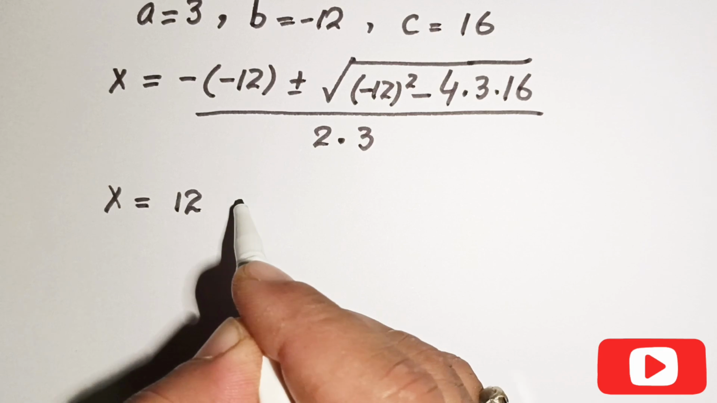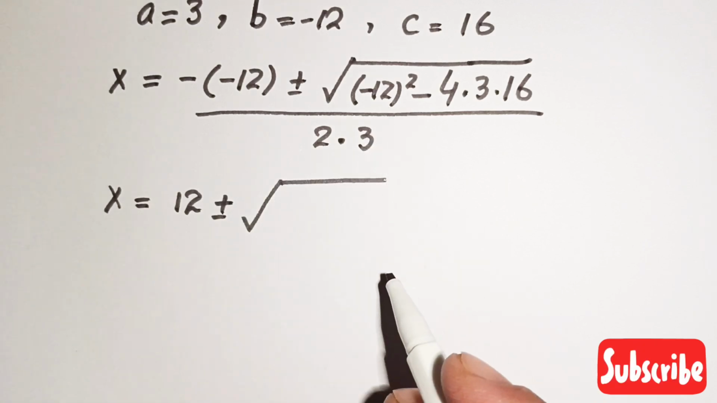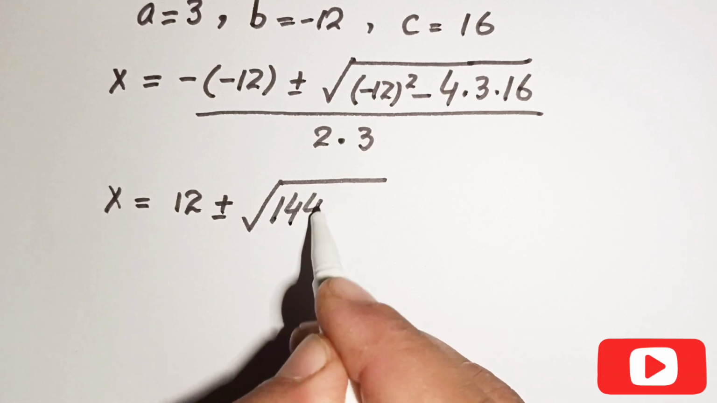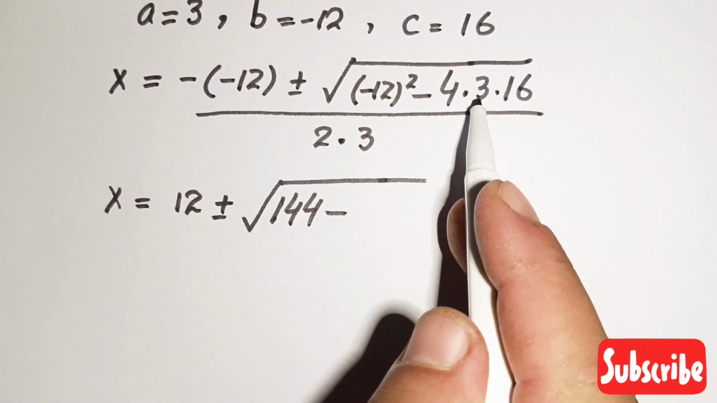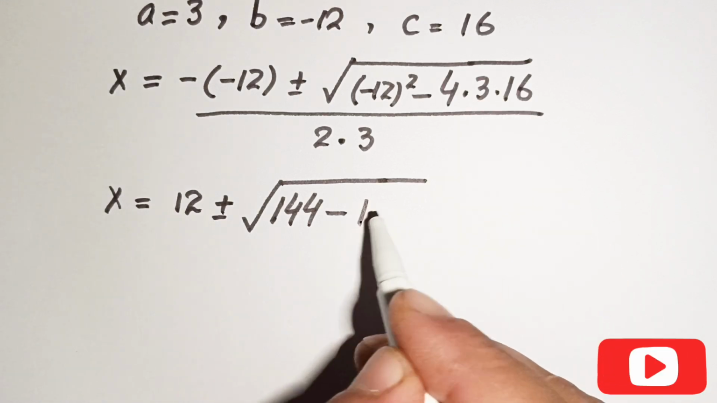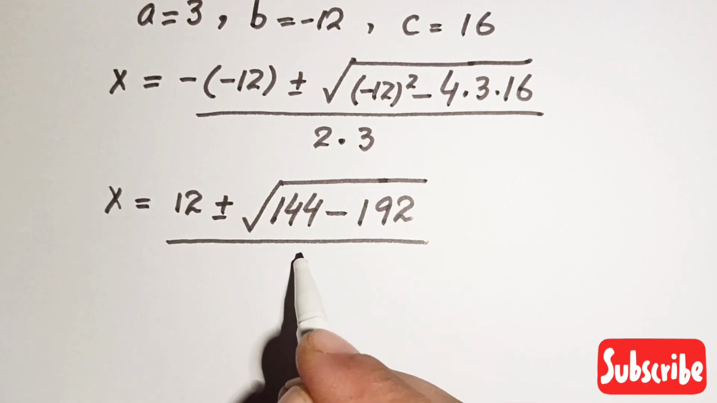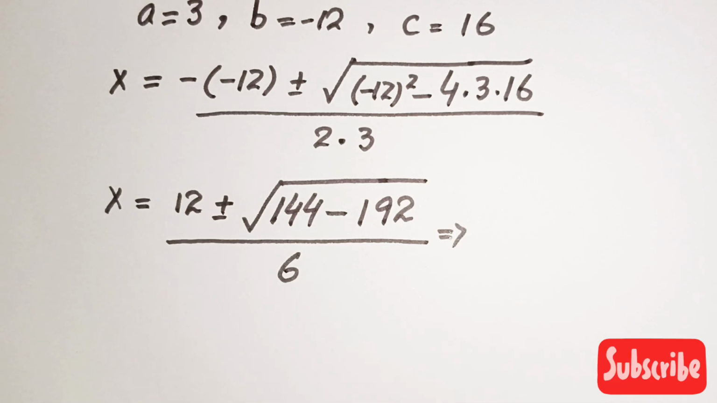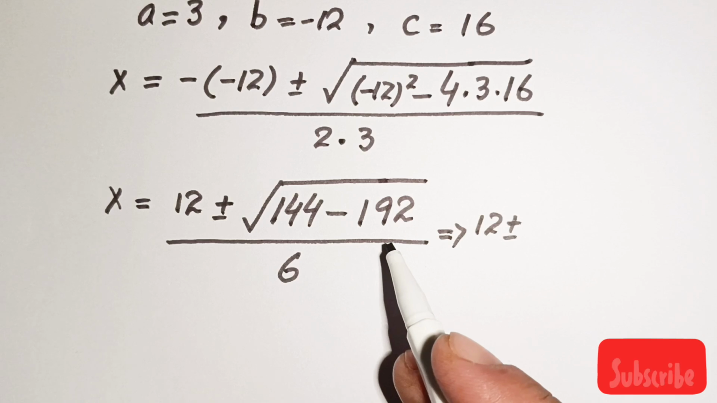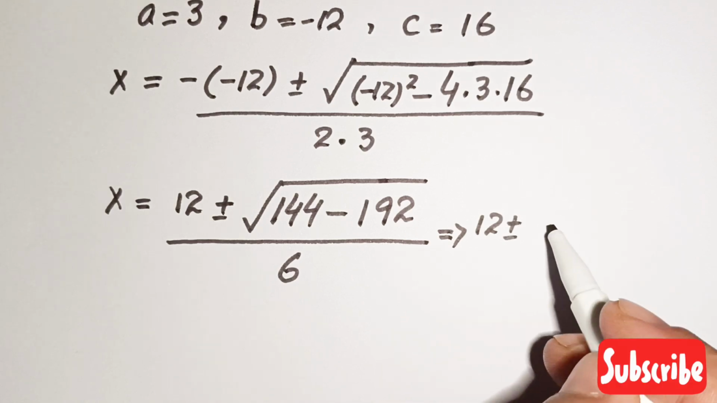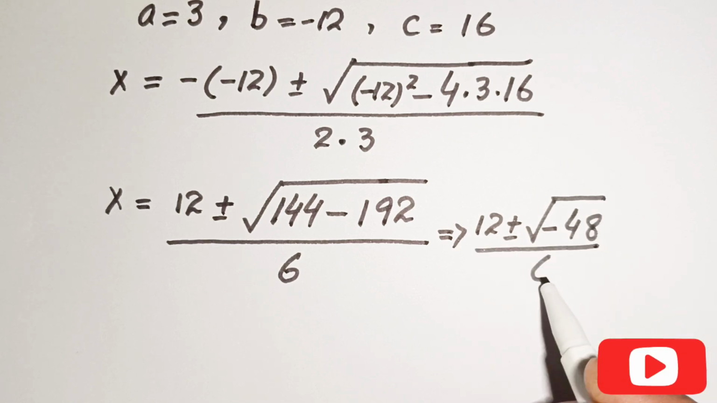So here we have x is equal to minus times minus is plus 12 plus minus square root of minus 12 squared is equal to 144, and minus here we have 4 times 3 is 12, 12 times 16 is equal to 192, all over 3 times 2 is 6. Here we have 12 plus minus square root of 144 minus 192, we will get minus 48, square root, all over 6.